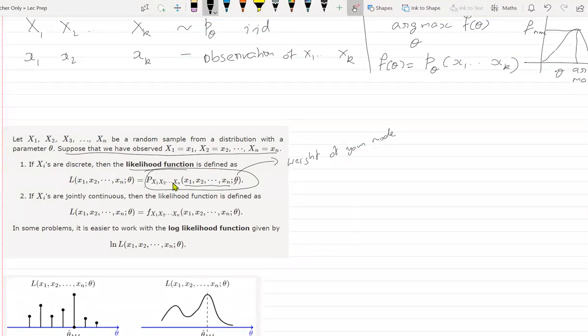Maybe this probability distribution is computed by some neural network, so this theta will become the weights of the neural network. It's very common in neural networks actually. This is called the likelihood function.